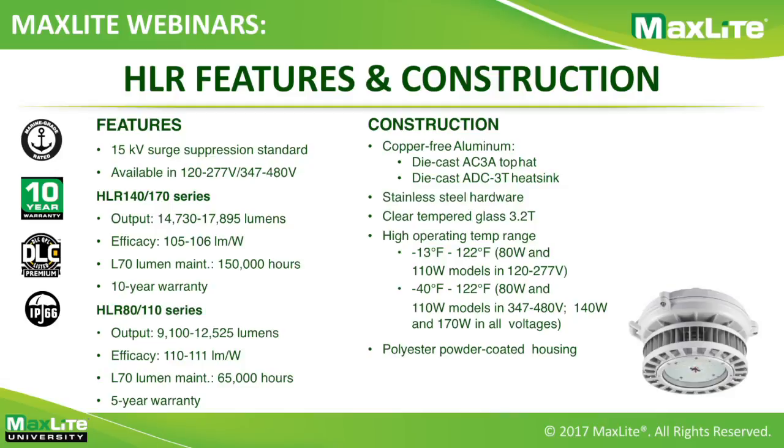With a lumen package reaching up to almost 18,000 lumens and efficacies ranging to 111 lumens per watt, this is one of our most efficacious and versatile fixtures. It has a copper-free aluminum construction, which is why it can qualify for a UL 1598A, and it has a high operating temperature range. The 80 and the 110 models can go all the way up to 122 Fahrenheit, and the 140 and 170 watt models can go all the way down to -40.